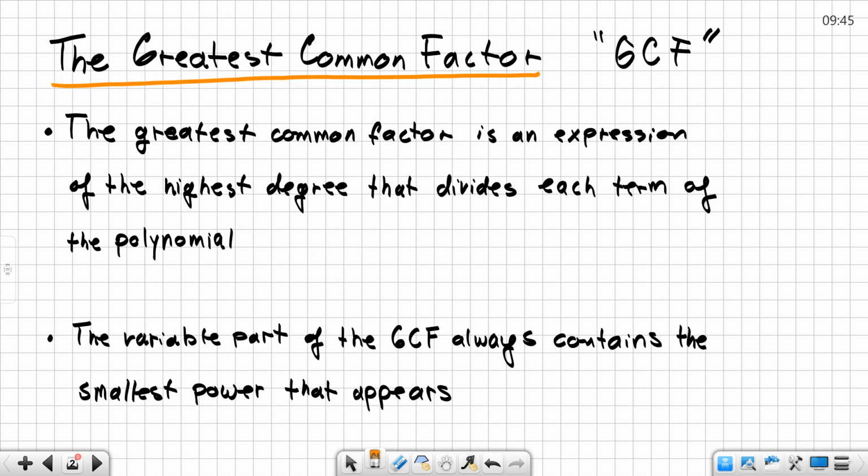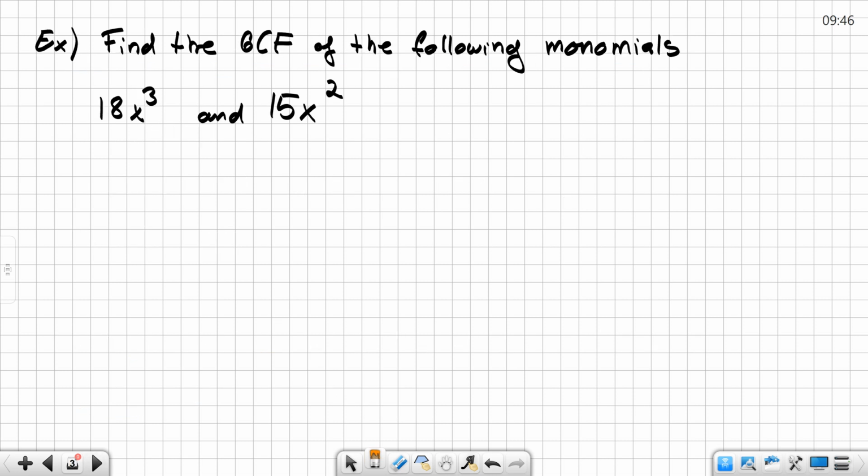So the first method that we are going to be using is called the greatest common factor, or short, the GCF. The greatest common factor is an expression of the highest degree that divides each term of the polynomial. We are going to see in just a second with some examples what this really is going to look like. The variable part of the GCF always contains the smallest power of the expressions that appear overall. So let's go ahead and have a look.